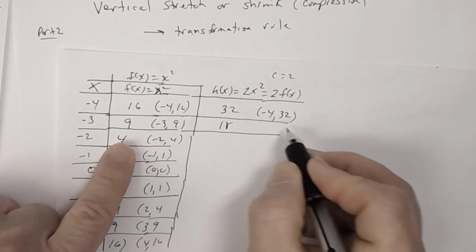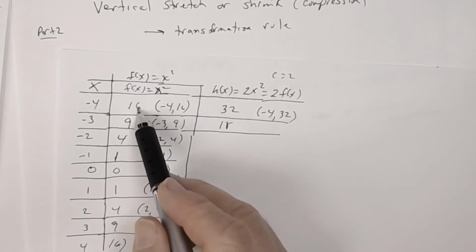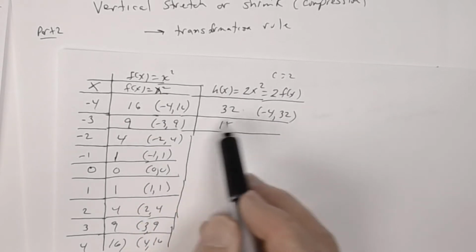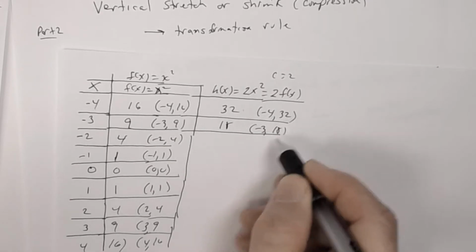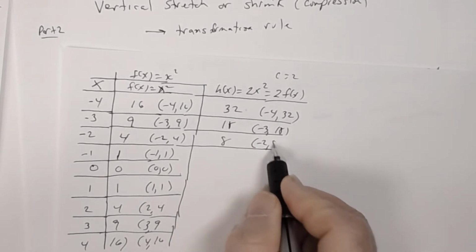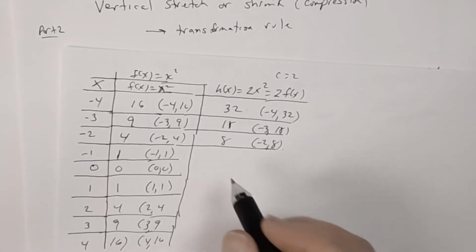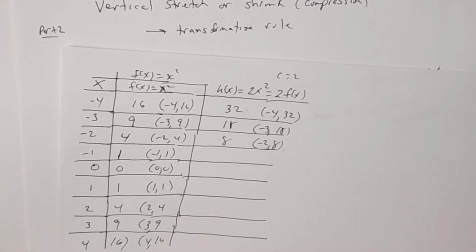So this was 18. Remember what happened was that this 2 doubled these y values. 16 doubled, 9 doubled. That's what's happening. You're taking the y value of f of x and multiplying it by 2. But we got negative 3, 18. When I double 4, I got 8. So I'm getting the point negative 2, 8. That's the point I would get on h of x. If I go back, you'll see that negative 2, 8 is on h of x. I'm not going to do all of them because I'm just trying to come up with a rule.